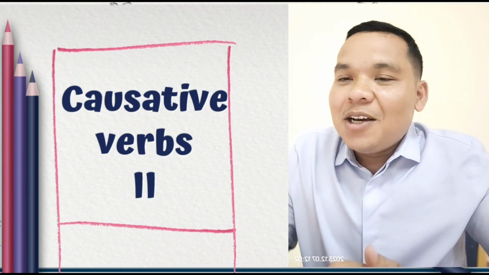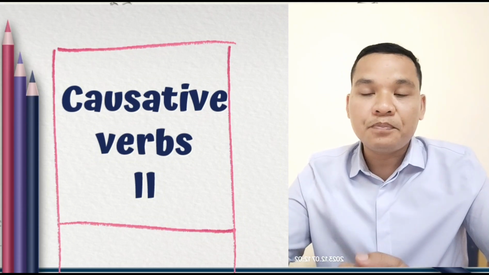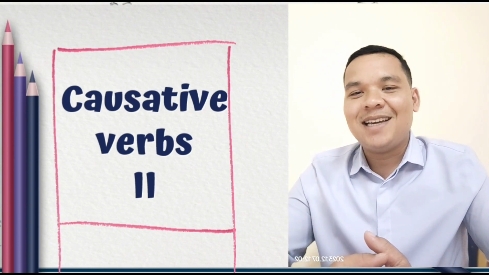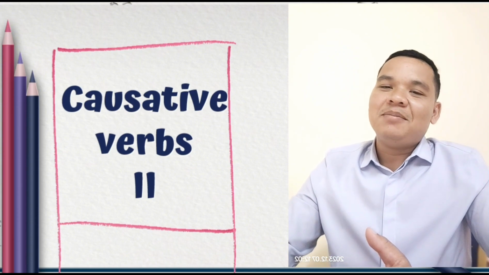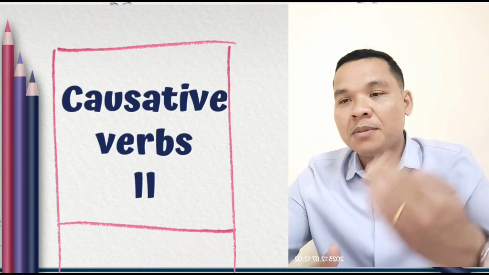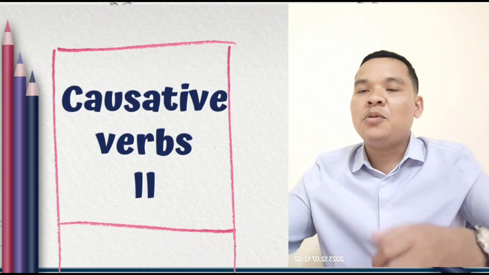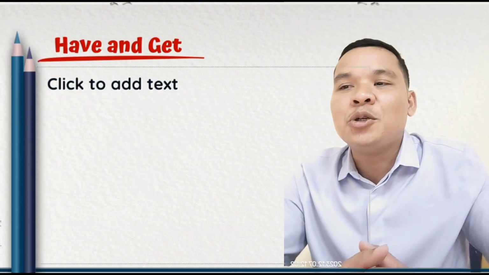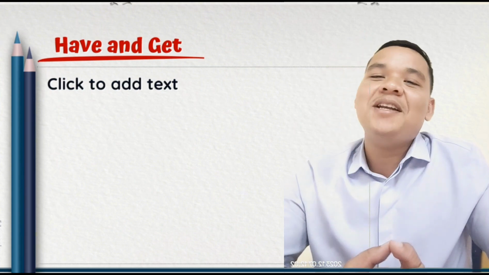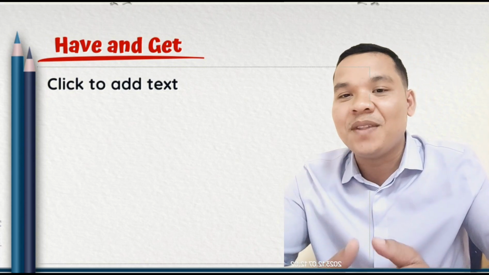All right. In this video, the second one, I can say causative verb two, I take up only two verbs to let you know, have and get. You're going to see how it's different from the previous verbs I taught you. In this video you're going to learn only two verbs, have and get, but not have somebody do something or get somebody to do something. In this video you have to learn about have something done and get something done.